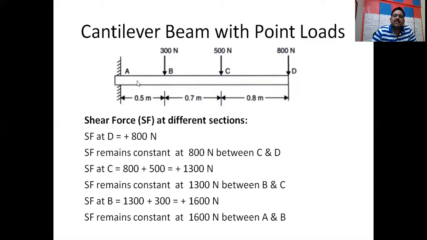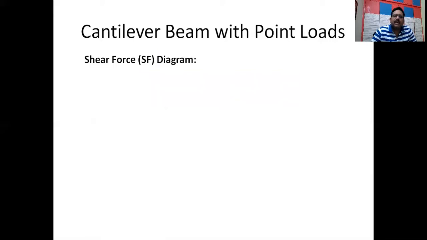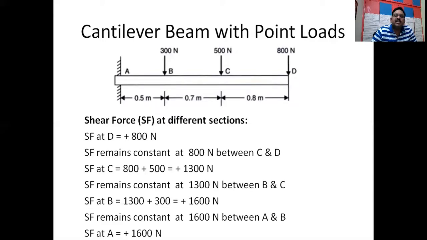The same 1600 Newtons will be applicable. And at A also, on the right side, what will you have? You have 1600 Newtons. So if you consider the upward movement, it will be the 1600 reaction.